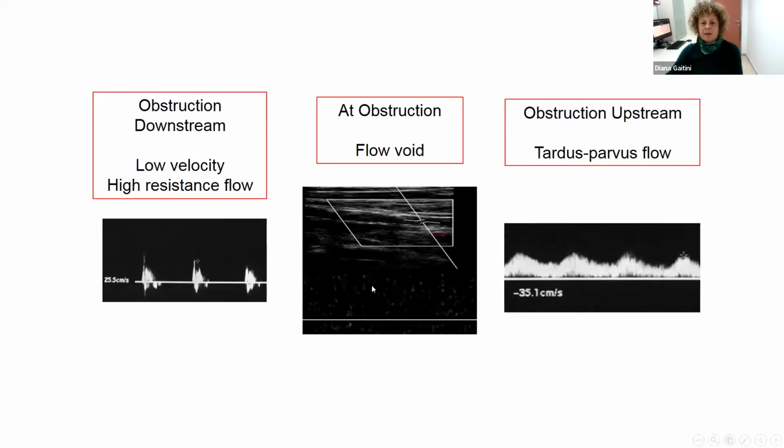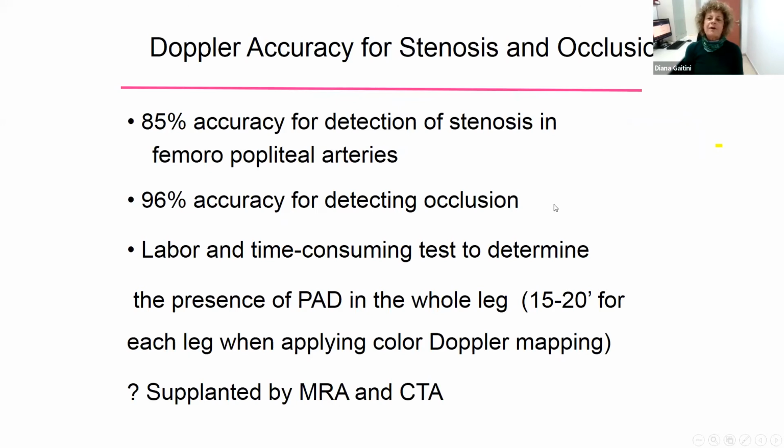So, to summarize, at the place of the obstruction, we don't have flow. If we see this low velocity, high resistance flow, look for a downstream obstruction. If we see this tardus parvus flow, look for an upstream obstruction. The accuracy for stenosis and occlusion is very high, 85% at the femoral popliteal arteries for the detection of stenosis, and 96% for the detection of occlusion.